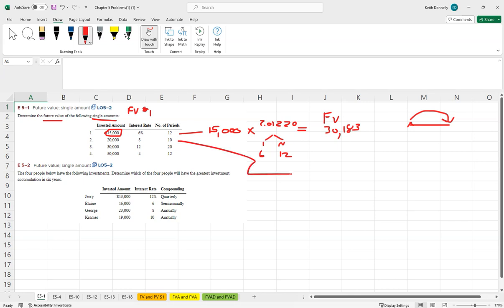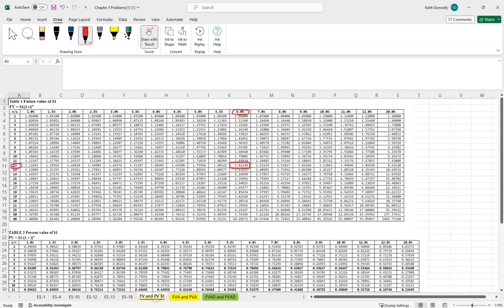Let's do another quick example on this. So it'll be 20,000 times the factor. We got to get the I, the N. So it's 8 and 10. So if we go over here, it's going to be 8% for 10 periods. We're looking at 2.15. You can see it's messy.